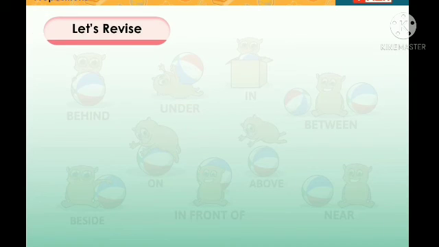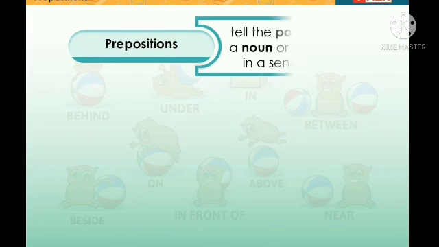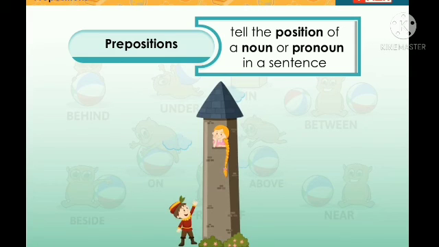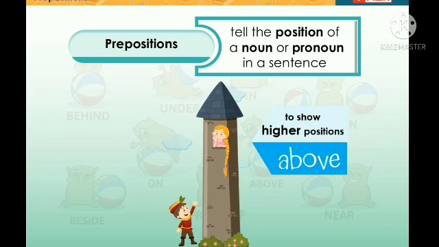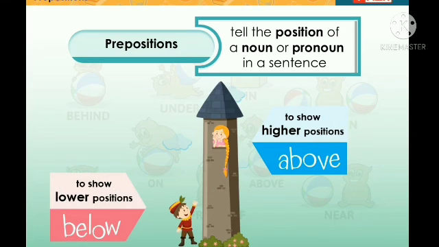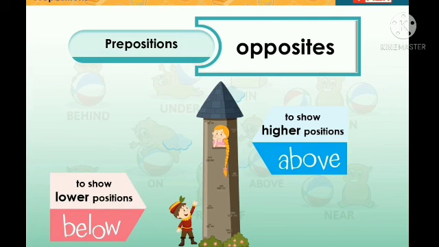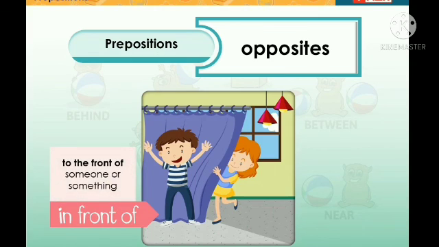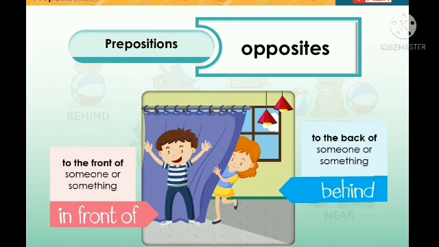Now let's revise. Prepositions tell the position of a noun or a pronoun in a sentence. Above is used to show a higher position. Below is used to show a lower position. Above and below are opposites. In front of means to the front of someone or something. Behind means to the back of someone or something. In front of and behind are opposites.